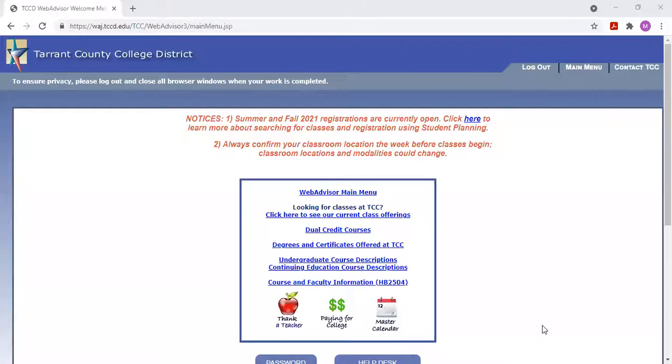So let me go, and I have the internet up here. You should see the Tarrant County College website. You get there via waj.tccd.edu, and you should see something that looks like this. Now you click on the Web Advisor link. Now you'll enter Blackboard differently than me. I'm a faculty member, you're a student.